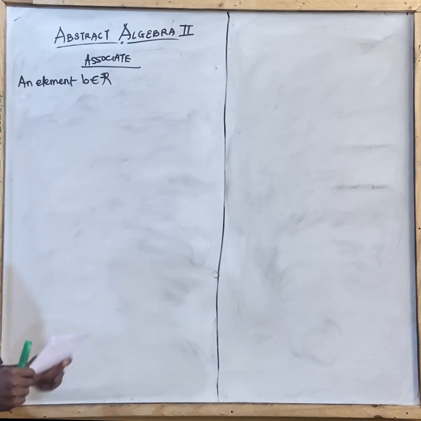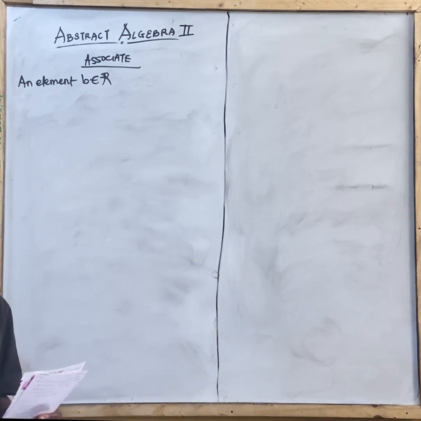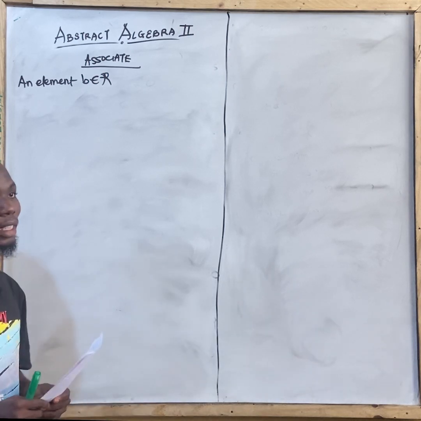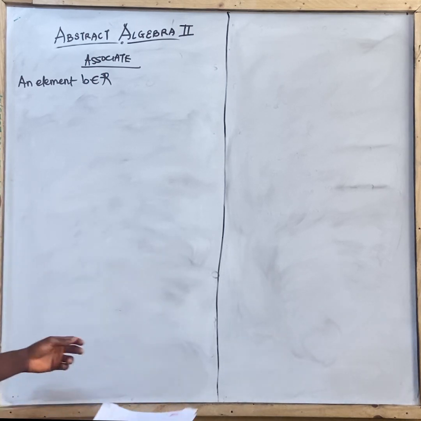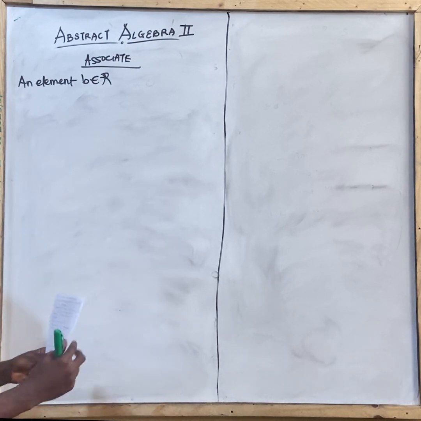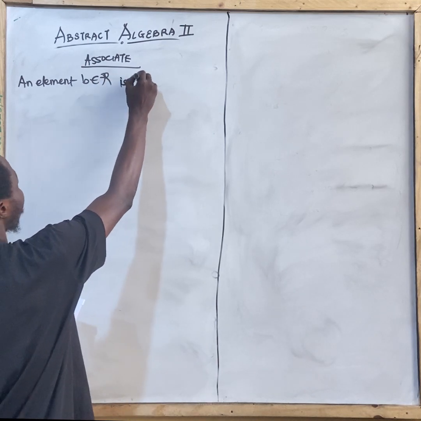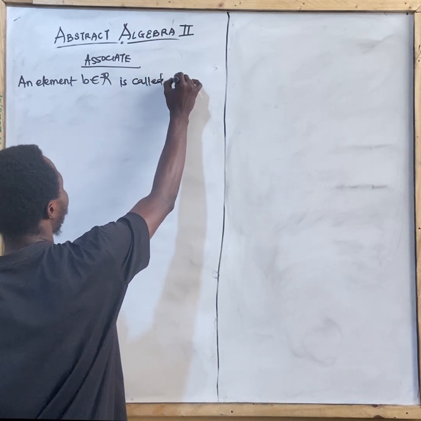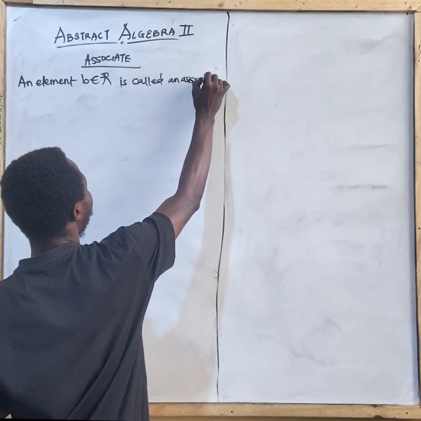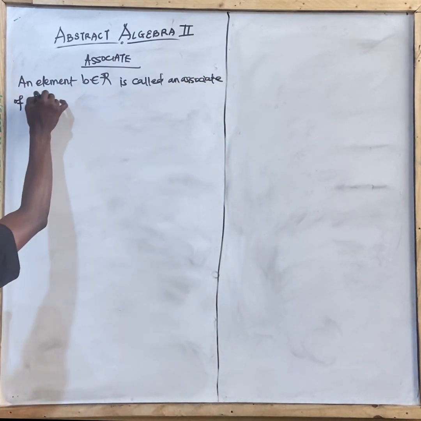In a ring we have units, in a ring we have associates, in a ring we have integral domain, in a ring we have zero divisors, in a ring we have field, and so on like that. So we are basically taking some sub-elements inside a ring. So an element B in R is called an associate of C in what?